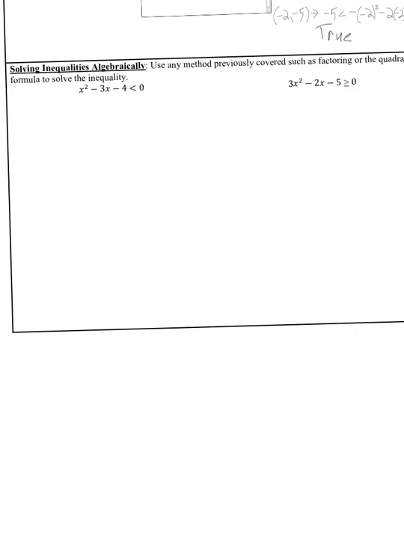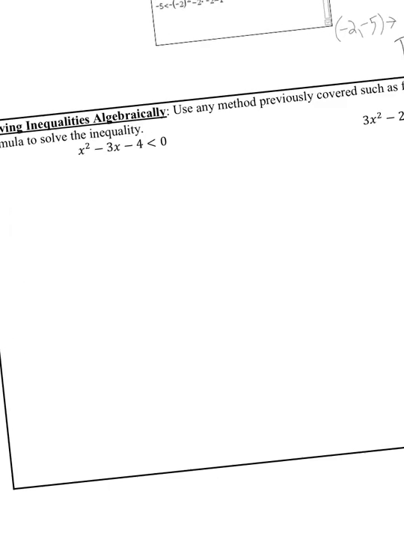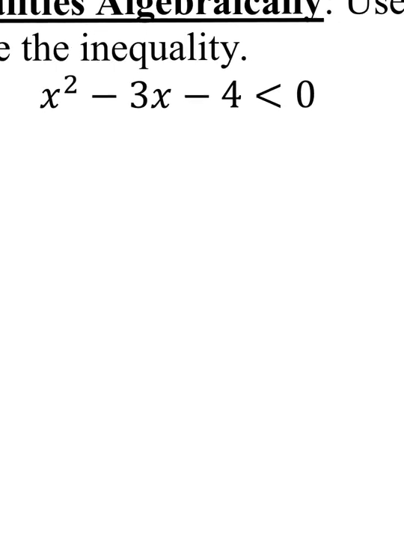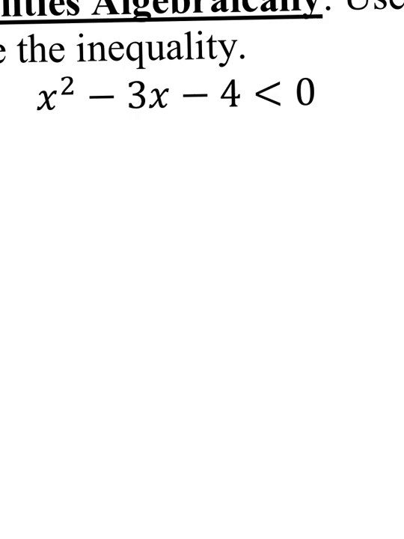So the next section, solving inequalities algebraically, I wrote use any method previously covered such as factoring or using the quadratic formula. Both of these examples can factor. So what you want to do is just pretend it says equals 0 and then just factor it and solve it like you normally would. And then we'll have to do something a little different for the final answer part. So we'll cross that bridge when we get there.